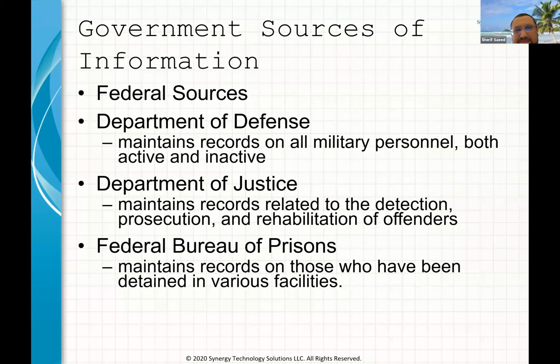Department of Defense, okay, they maintain records of all military personnel, both active and inactive. Department of Justice maintains records related to detention, prosecution, and rehabilitation of offenders, okay, the criminal record. Federal Bureau of Prisons maintains records of who has been detained, how long they stayed, and where they stayed. Same thing in other countries. If you want to get somebody's criminal record, you have to go to the police department with the proper authority so the police can release the information to you.